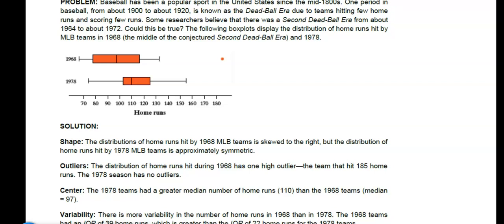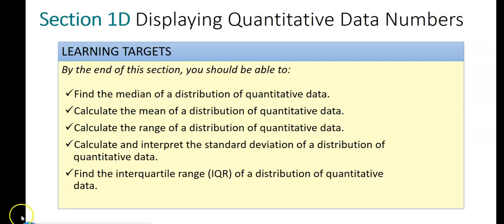There was a greater median in 1978, 110, which is greater than 97. So 1978 has a greater median. And for the IQR, you can see clearly 1968 has a larger IQR than 1978. The box is larger there. That's called the middle 50%, or the IQR. That's your lesson for today.